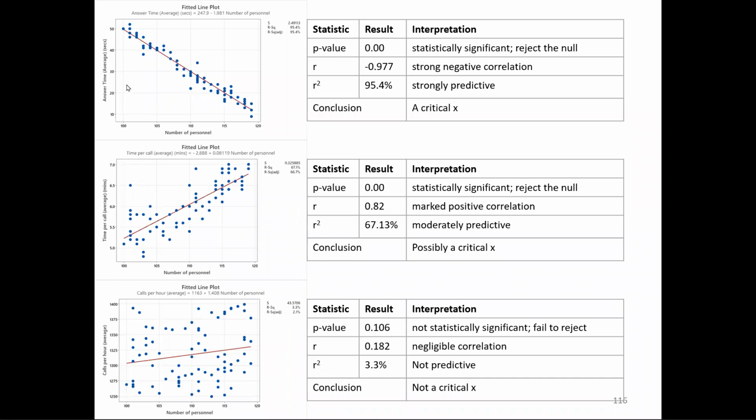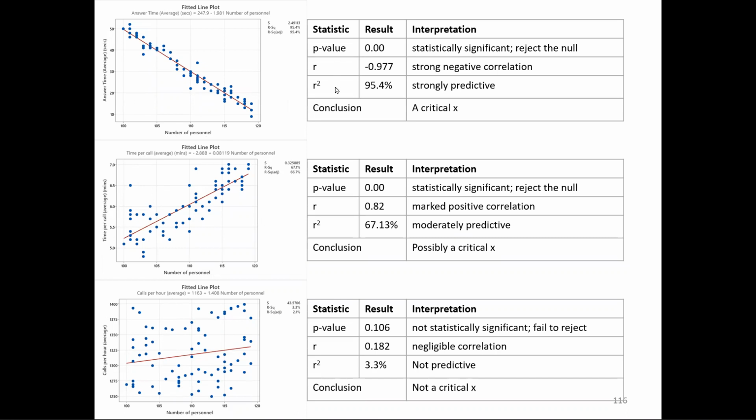So this slide shows some different scenarios from this data. Here we've got a couple of the questions we looked at, whether the number of personnel affects the answer time, whether the number of personnel has a relationship with the time per call. The third one, which we didn't do, but you can do on your own, is whether the number of personnel affects the number of calls per hour.